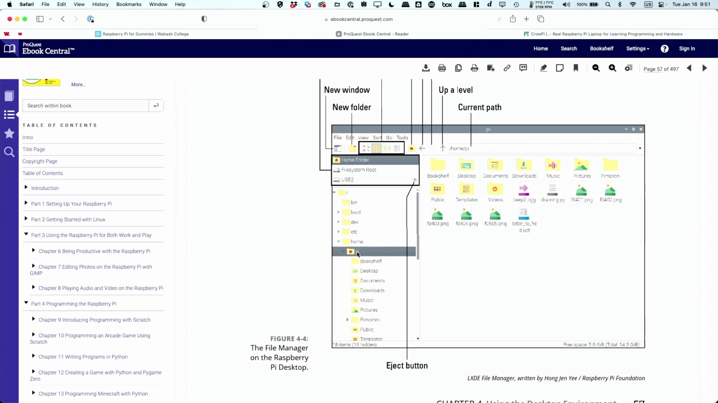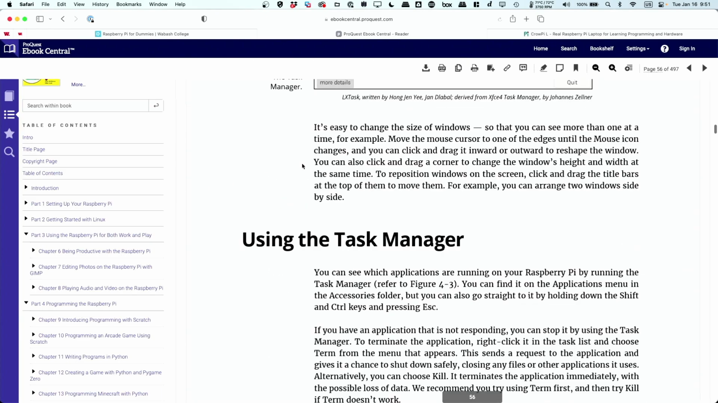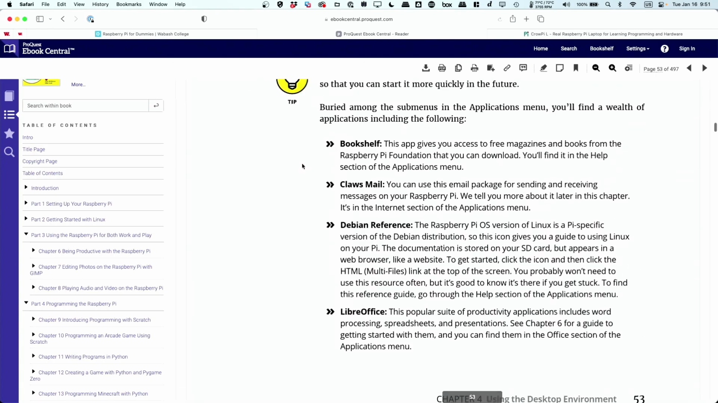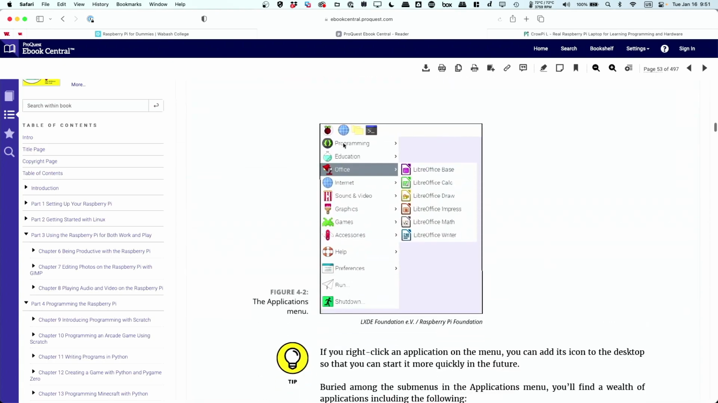Okay, so organize your stuff the way you want. In terms of using the web, the program is called Chromium. So let me go back up to the main screen. Under Internet, the little thing that looks like a globe, it's basically Chrome. It can do almost everything that Chrome can do, but it's not Chrome. It's sort of a slight variant of it.